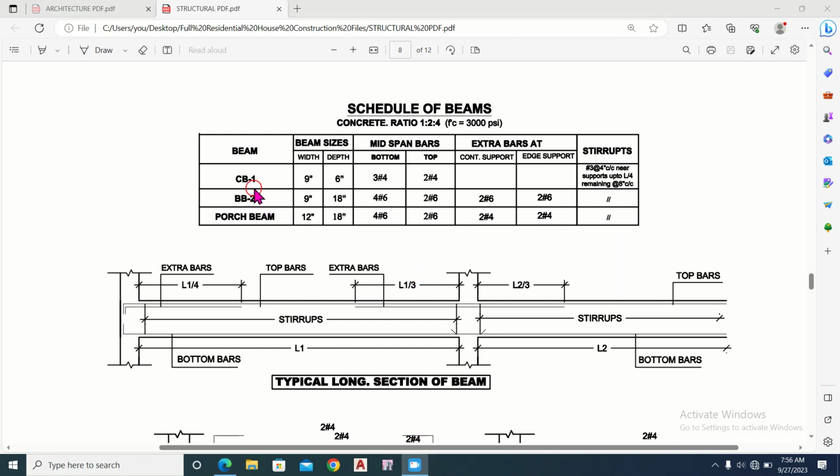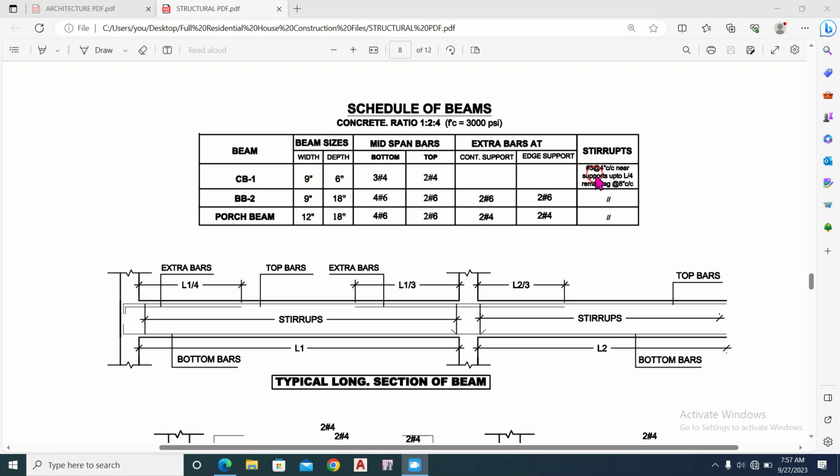So this beam CB1 has a width of 9 inches and depth of 6 inches. The main reinforcement at the bottom of the beam: we have to provide 3 number 4 bars, and at the top we have to provide 2 number 4 bars. There is no extra bar provided at the supports.